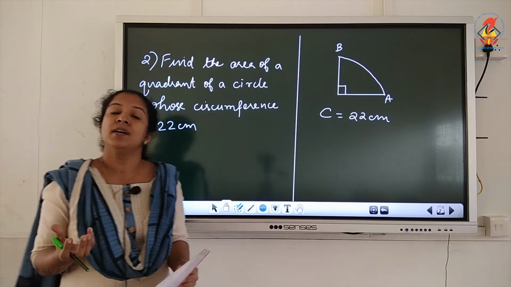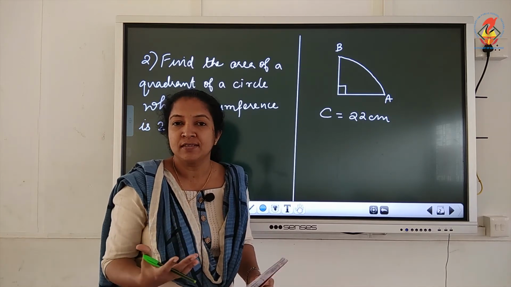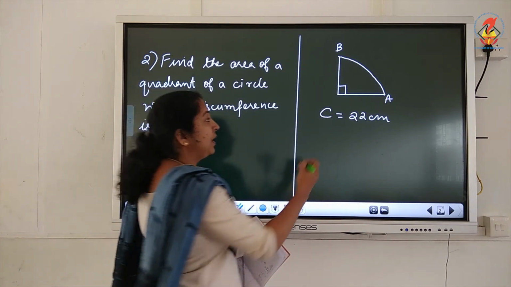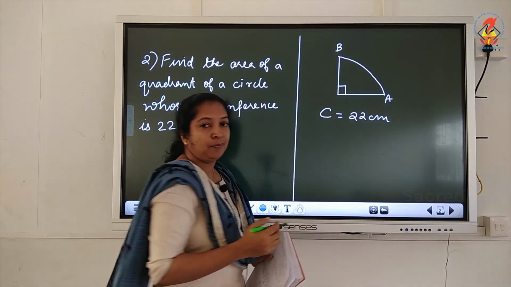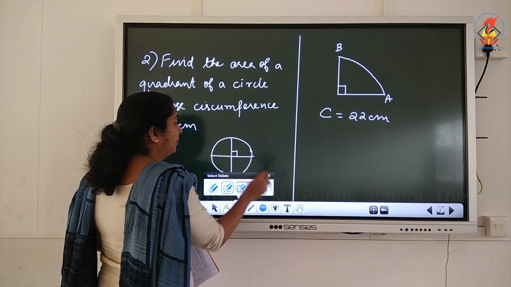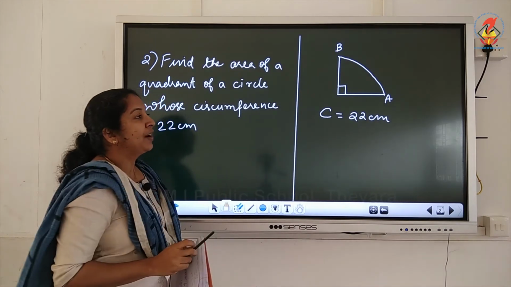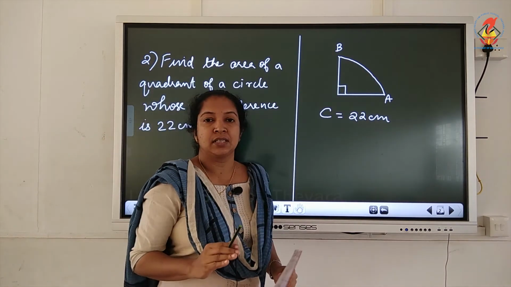What do you mean by quadrant? It is 1/4. So 1/4 of the circle. So what about the angle made here? It is 90 degree. So draw a circle like this and divide it as 4 equal parts. 90 degree is the angle formed here. So central angle is 90 degree. So we have to find the area of this.